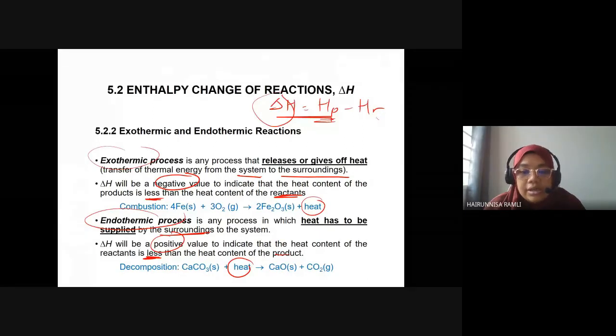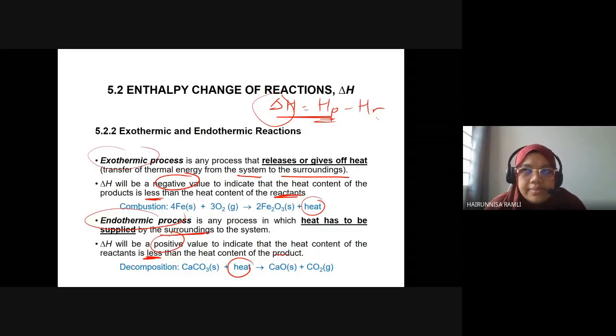Basically, I just want to show that, because delta H is about heat released, just to show that if it is an exothermic process, heat will be put here on the product side, and for endothermic, heat will be put at the reactant side. But basically, if you want to write the equation, you don't need to put this heat.